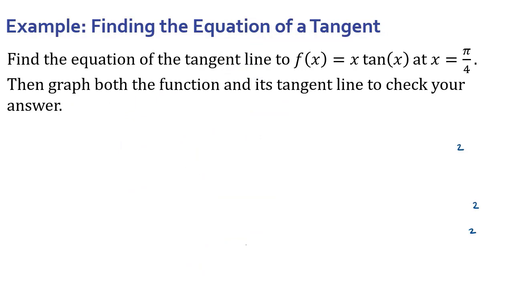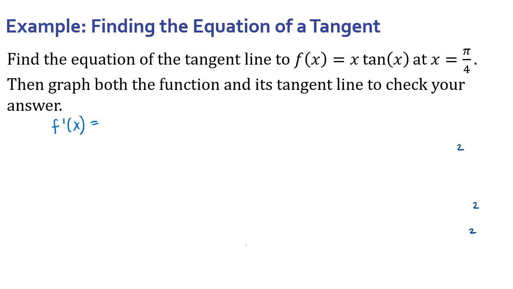Find the equation of the tangent line to f of x equals x tangent of x at x equals pi over 4. Then graph both the function and its tangent line to check your answer. All right, so let's start out with finding the slope of the tangent line, because I'm going to need that to find the equation of the tangent line. So the slope of the tangent line is the same thing as that first derivative function.